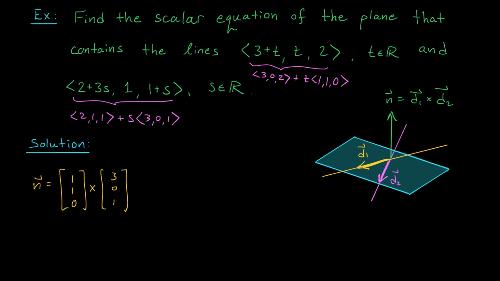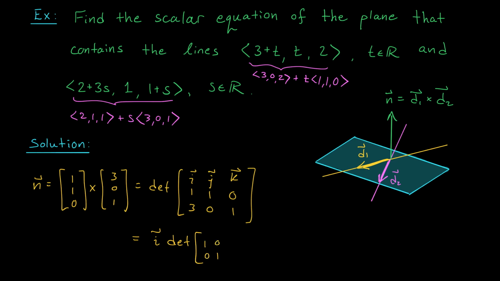If I use my determinant formula, that's the determinant of I, j, k on the top row, and then I have 1, 1, 0 on the second row, 3, 0, 1 on the third row. Now you can expand along any row or column you like. I'm just going to go ahead and use the first row. So I'm going to get I times the determinant of 1, 0, 0, 1 minus j times the determinant of 1, 3, 0, 1, plus k times the determinant of 1, 3, 1, 0. Now I'm running out of room here, so let's go ahead and wrap up this example on the next slide.